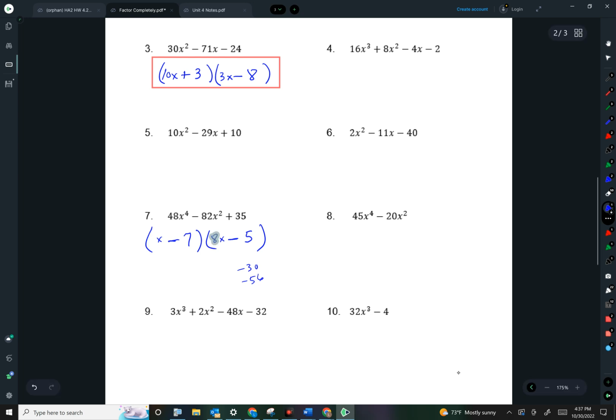Maybe I just need to reverse it. Maybe I put the 6 over here and the 8 over here. All right, so now we check. On the outer, I have negative 40. And on the inner, I have negative 42. There it is. We have a winner. That's going to give me negative 82.